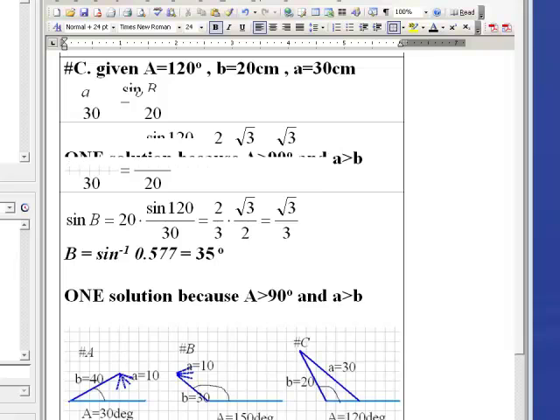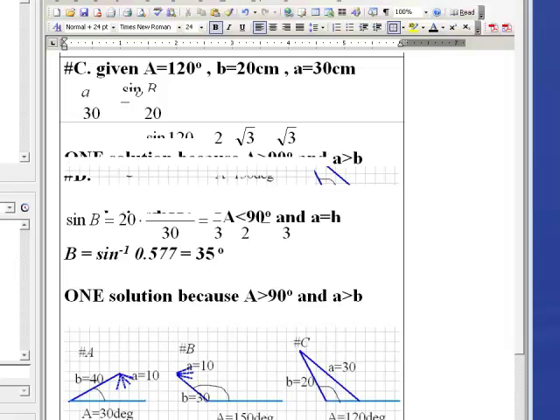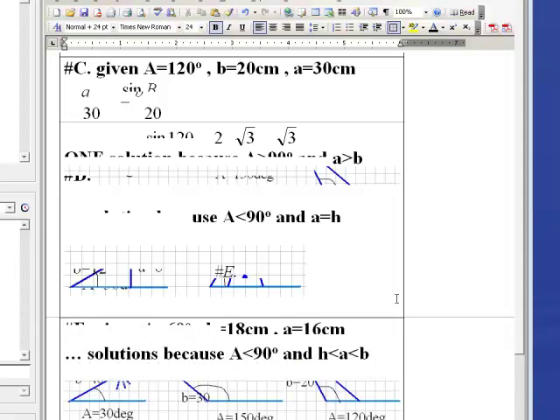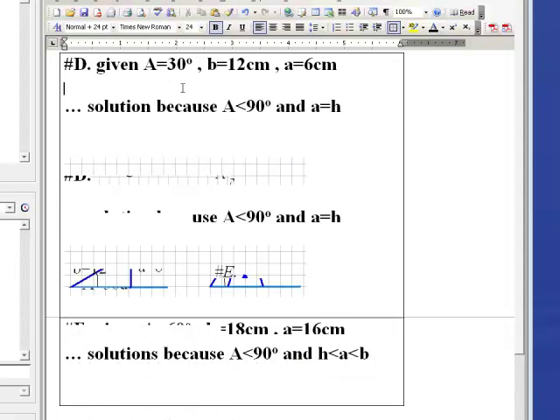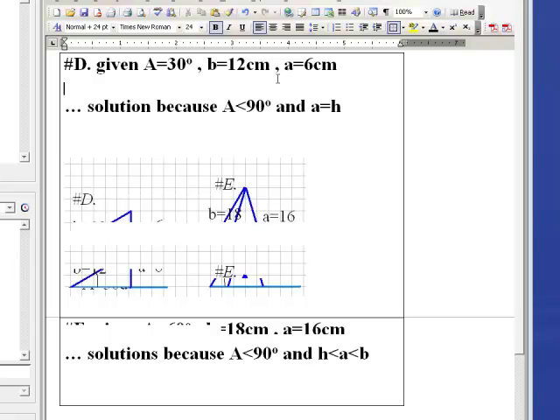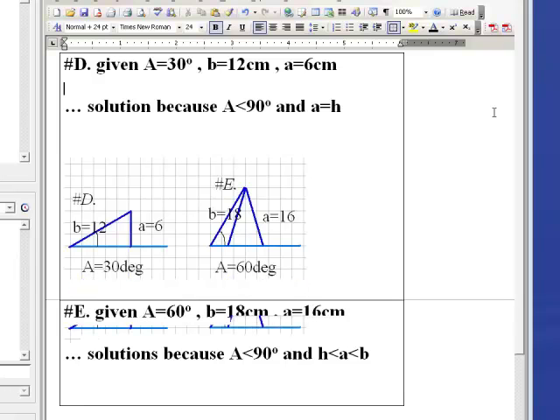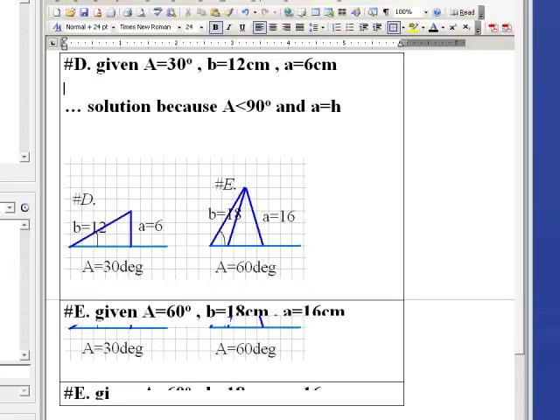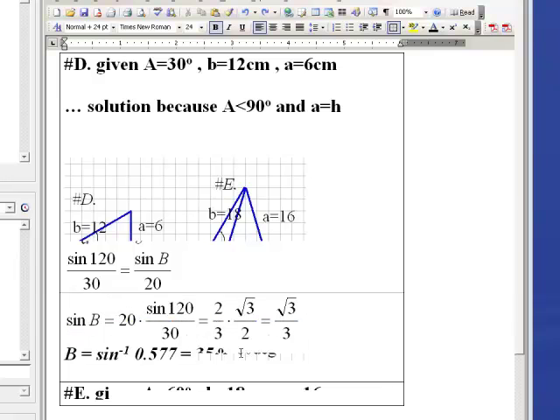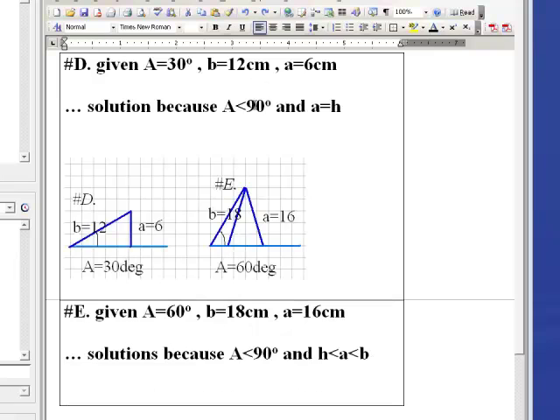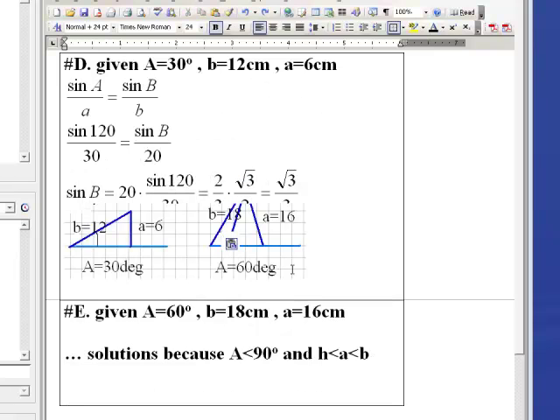Okay, a couple more examples. So here is finally the ambiguous case. Where we have given, let's see, maybe I do copy this down here. Let's see what I have. Okay, didn't want to do that. Alright, here we go. Finally.